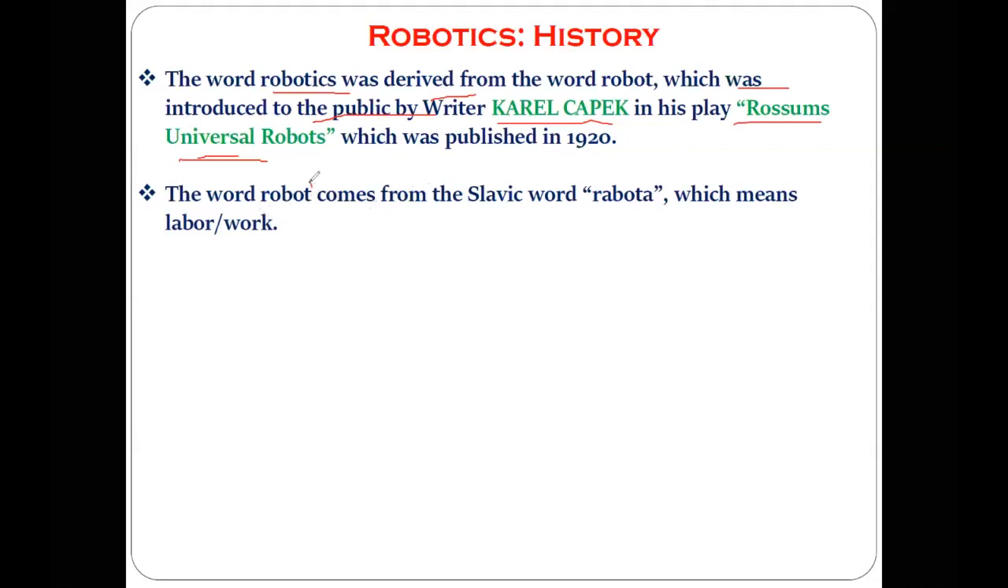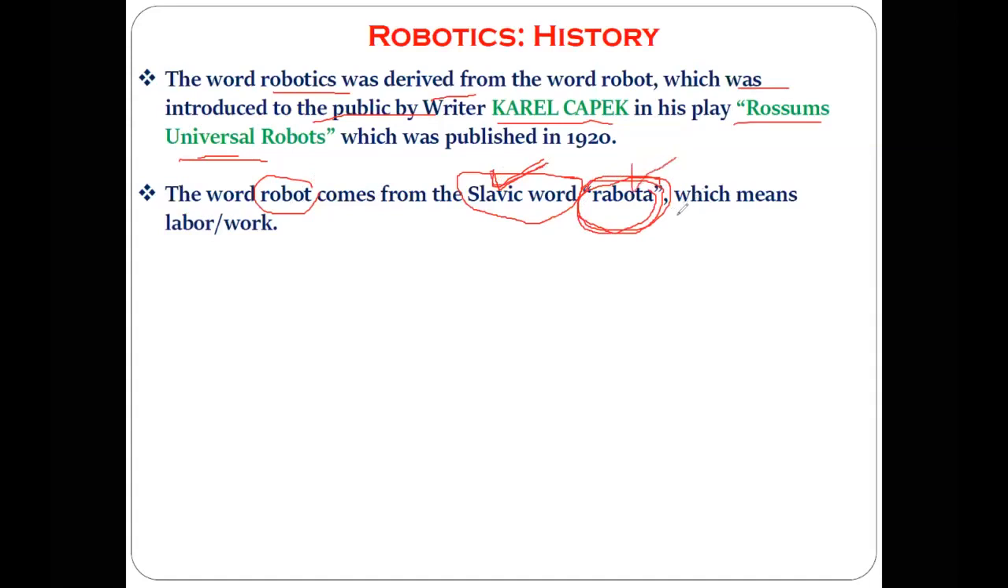Now actually this word robot is a Slavic word. Okay, it's a Slavic word. Understood? Slavic is a kind of language. So the word robot comes from the Slavic word. And its meaning in English is what?